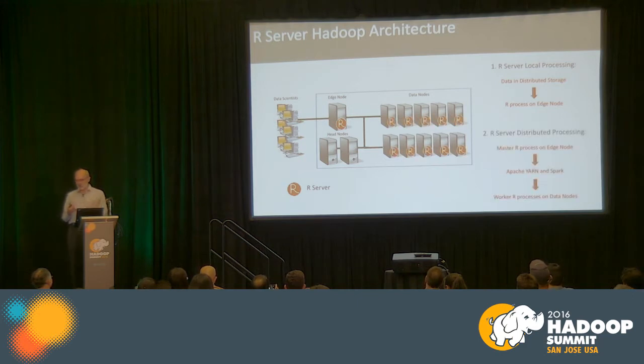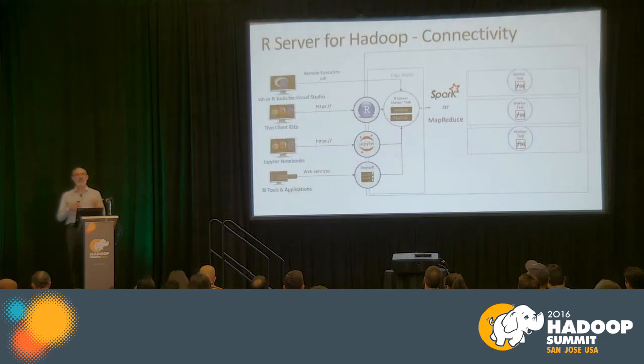Then when you scale up to larger data, you can use the second mode, which is distributed processing. In this mode, there's a master R process running on the edge node, and then it uses Apache Yarn and Spark to invoke worker R processes and communicate with these worker R processes running on the data nodes. Each worker process will process a portion of the data and produce an intermediate result. Then those intermediate results will be combined and returned back to the master R process on the edge node. Then that R process can either return a final result to the user, or in the case of an iterative algorithm, it can initiate another pass over the data.